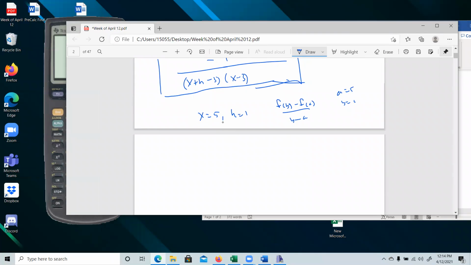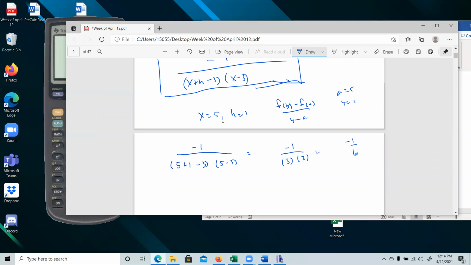So here we go. We have negative 1 over, and we're going to have 5 plus 1 minus 3 times 5 minus 3. Let's see what that comes out to be. This is minus 1. We have 5 plus 1, which is 6. 6 minus 3, that's 3. 5 minus 3, that's 2. So this will be negative 1 over 6.